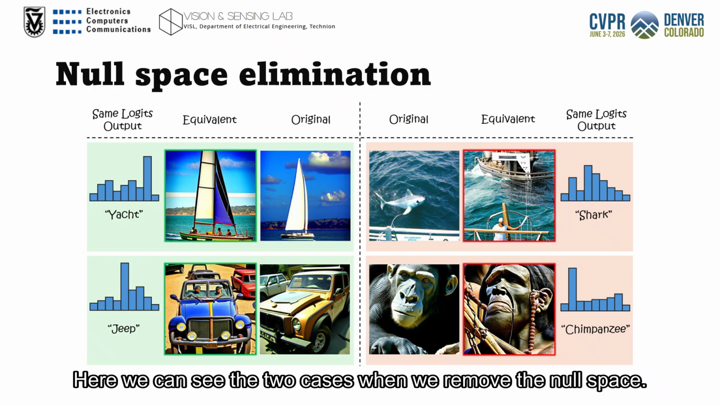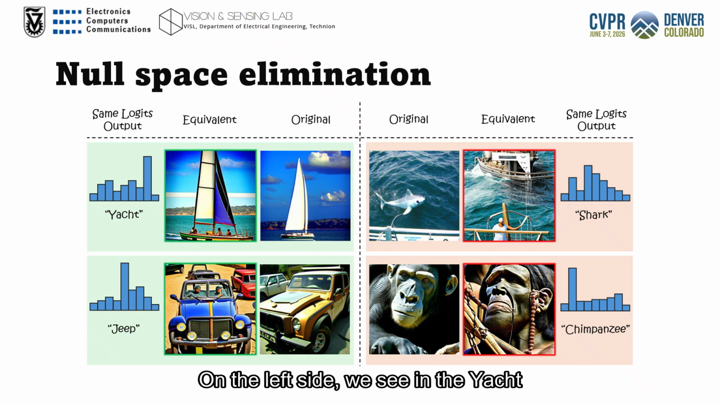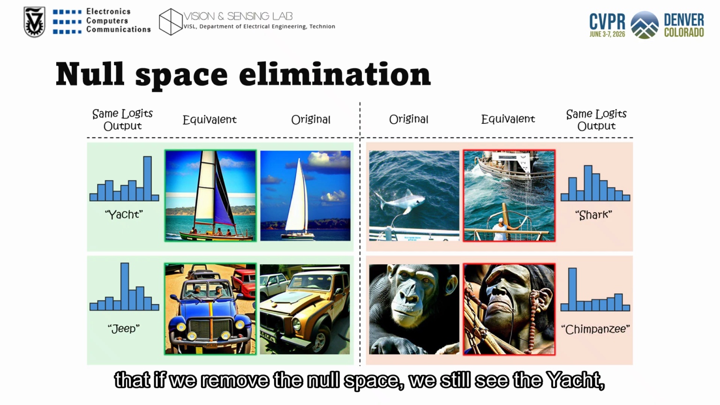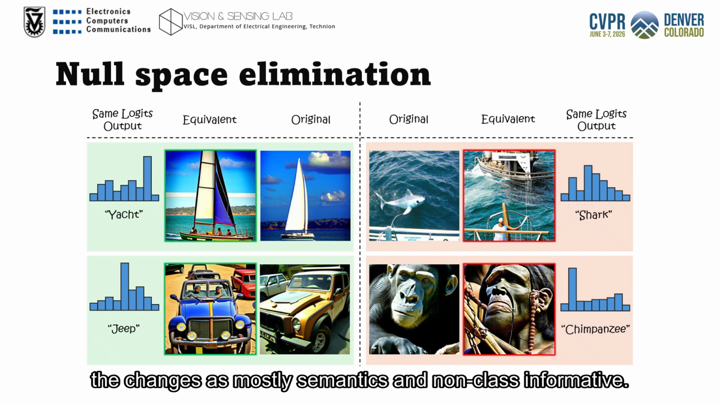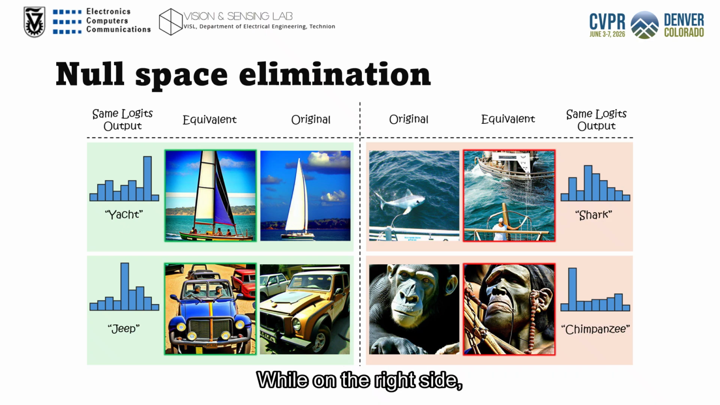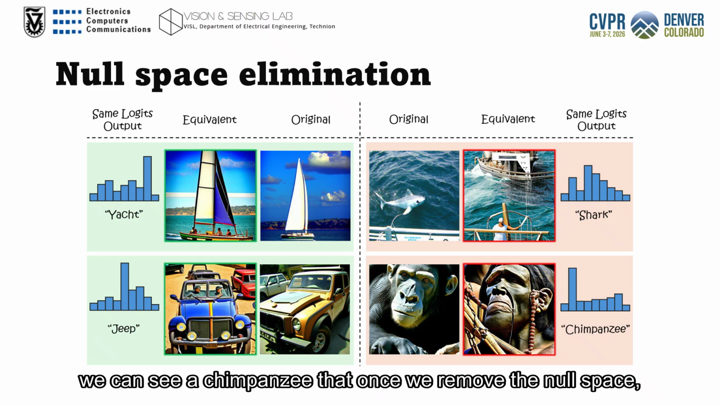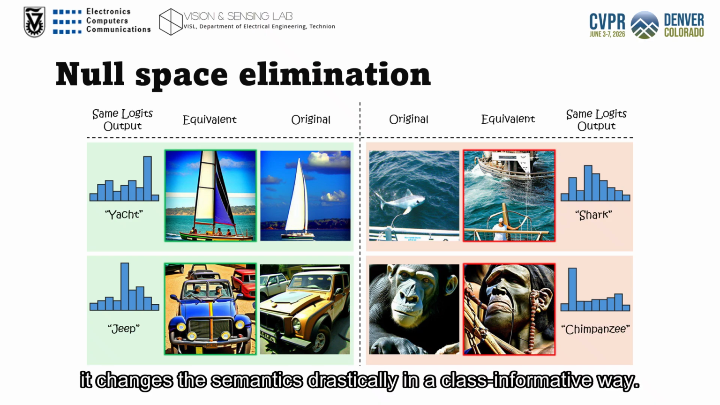Here we can see the 2 cases when we remove the null space. On the left side, we see in the yacht that if we remove the null space, we still see the yacht. The changes are mostly semantic and non-class informative. While on the right side, we can see a chimpanzee that once we remove the null space, it changes the semantics drastically in a class informative way.